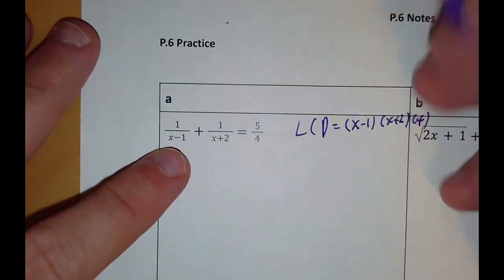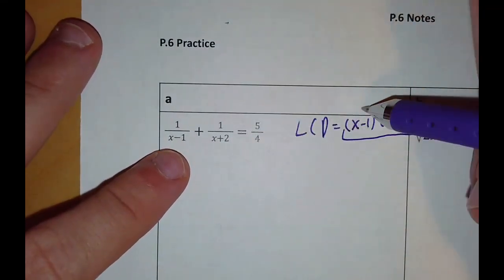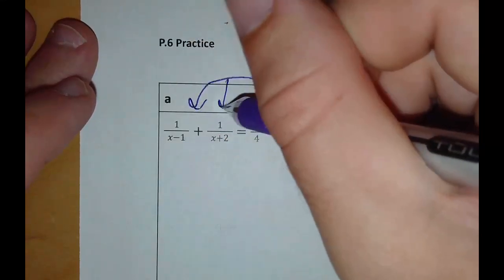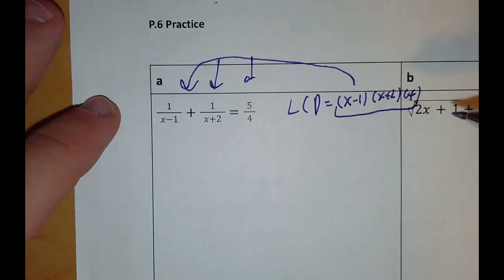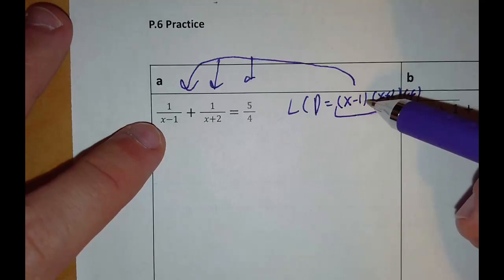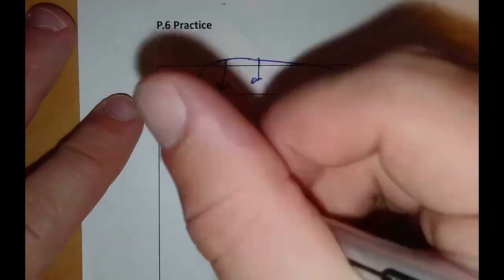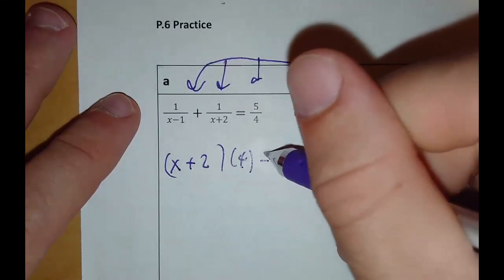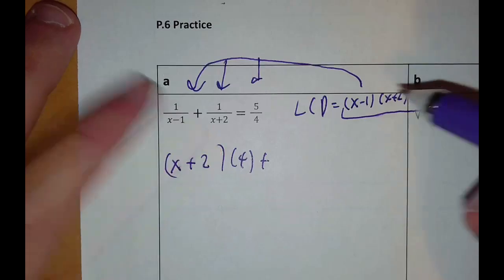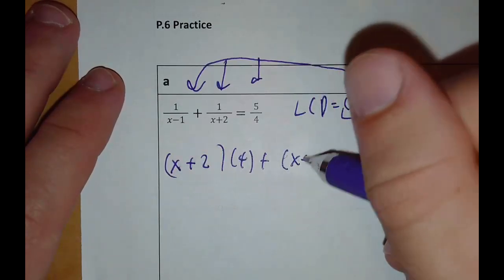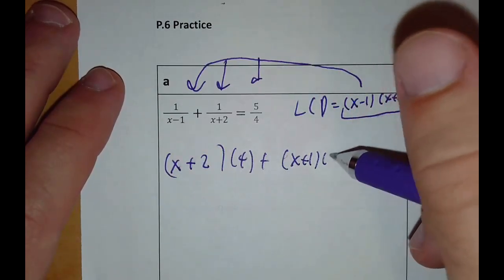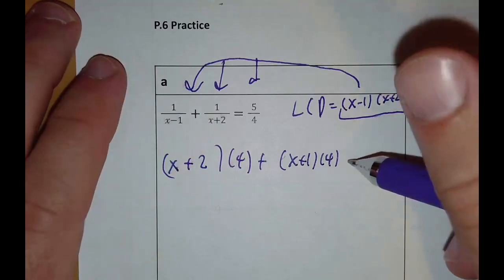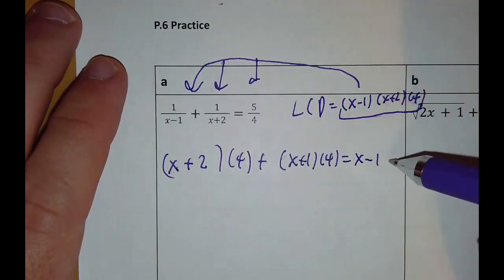So I'm going to take this lowest common denominator and then multiply it to each of these. When I do that, for the first one, the x minus 1 will cancel, so I'll just have x plus 2 times 4, plus, and then in the second one, the x plus 2's will cancel, so it'll be x plus 1 times 4. And then in the last one, the 4's will cancel, so it'll be x minus 1, x plus 2.